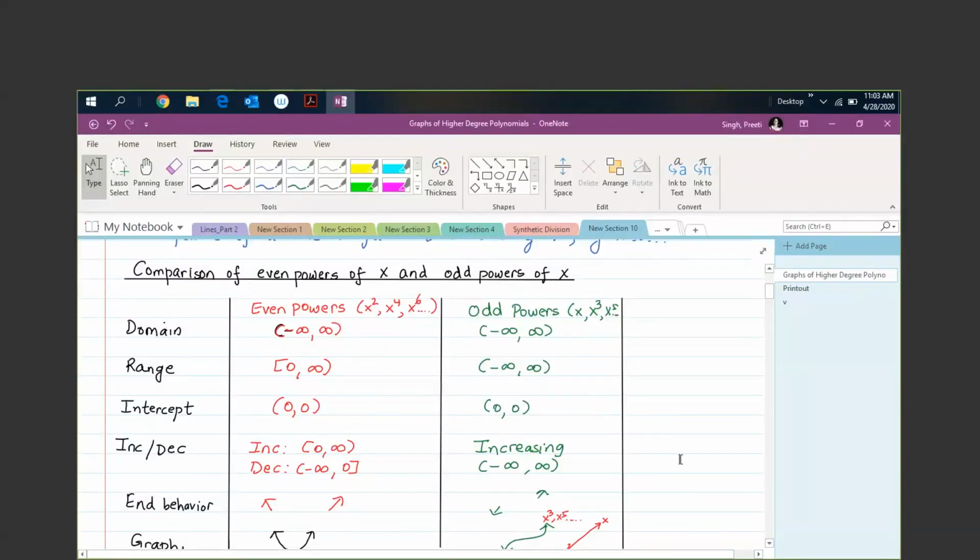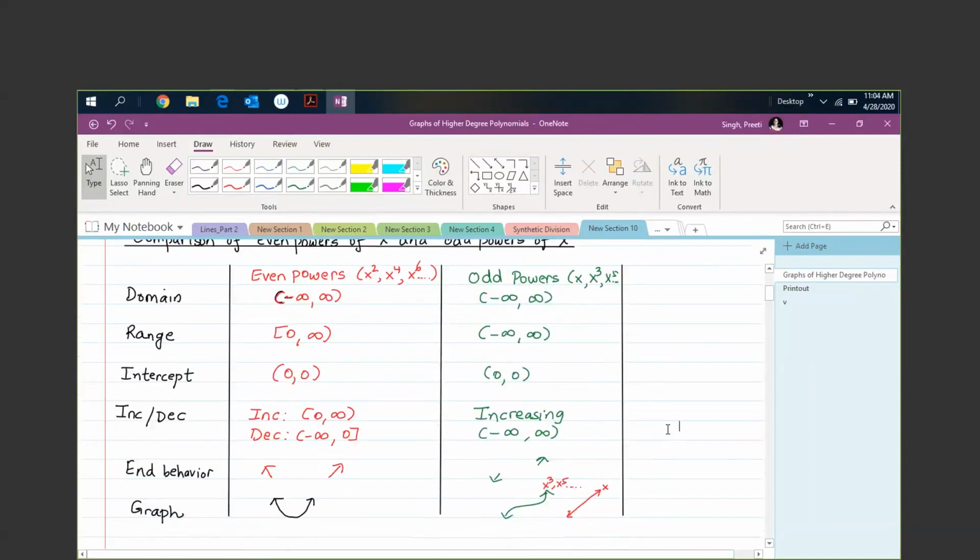So before elaborating on bigger polynomials, I want to go over basic ones like we did x square and x cube before. But there are similarities of even powers of x, and there are also similarities of odd powers of x. And those similarities, I have made this chart, and those similarities are written.